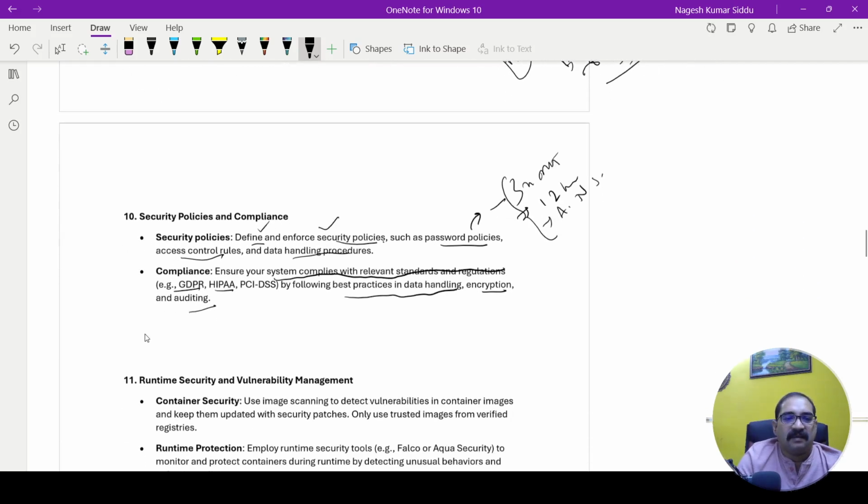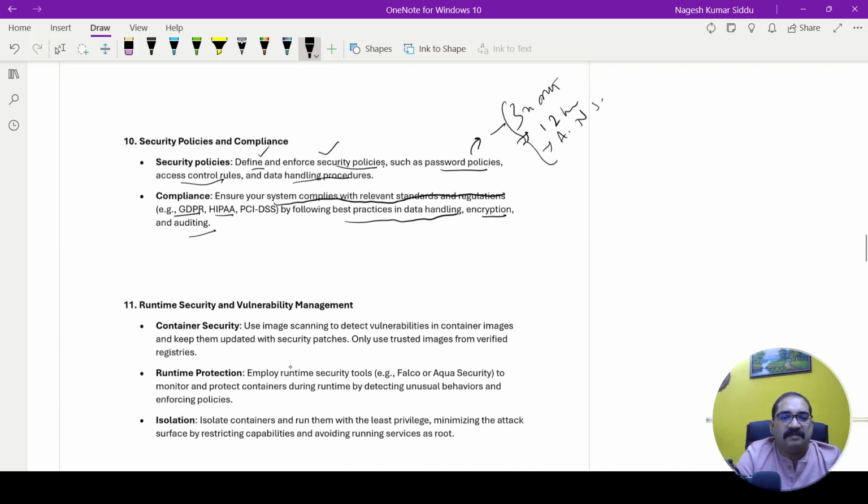Now we'll see another couple of points: runtime security and vulnerability management. So here it is runtime. Once we build the application and deploy it, attackers can identify, if we use some open source code, some vulnerabilities and create some viruses, right? So what we have to do is runtime protection.